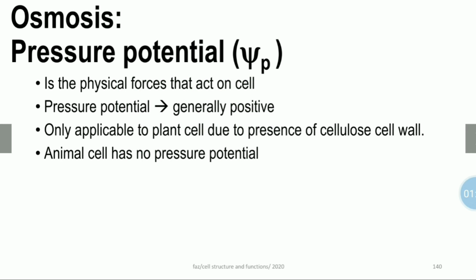So what is pressure potential? Pressure potential is the physical force that acts on a cell. Pressure potential is generally positive and it is only applicable to plant cells due to the presence of the cellulose cell wall. Animal cells have no pressure potential. You have to remember that because animal cells do not have a cell wall.